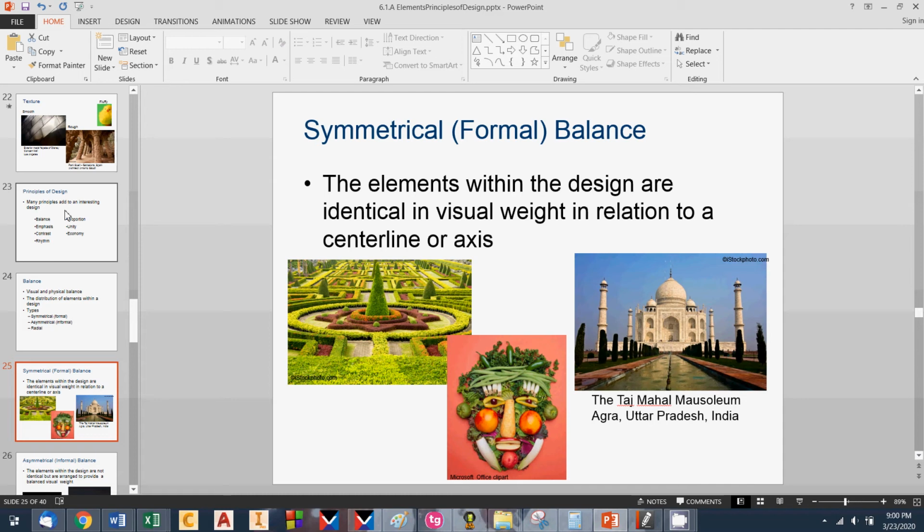Now, the mirror image may not be perfect. For example, I'm sure that this creepy fruit salad looking guy down here isn't perfectly symmetric. The trees in that topiary garden aren't going to have exactly the same number of leaves, but it's close enough that it looks symmetric, and that would give you a symmetrical balance. This is very clean. It looks very orderly and well arranged.